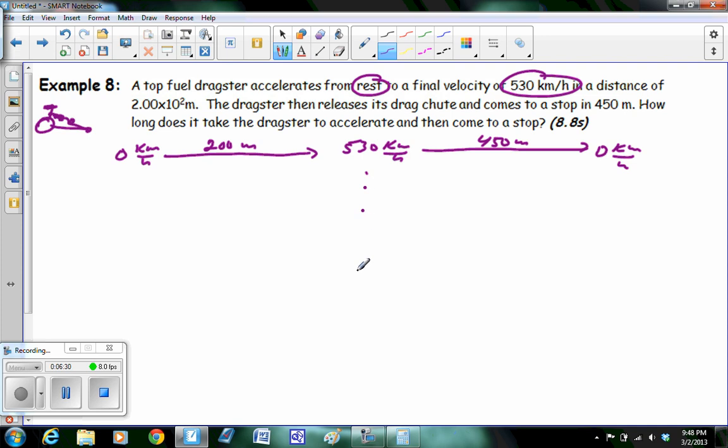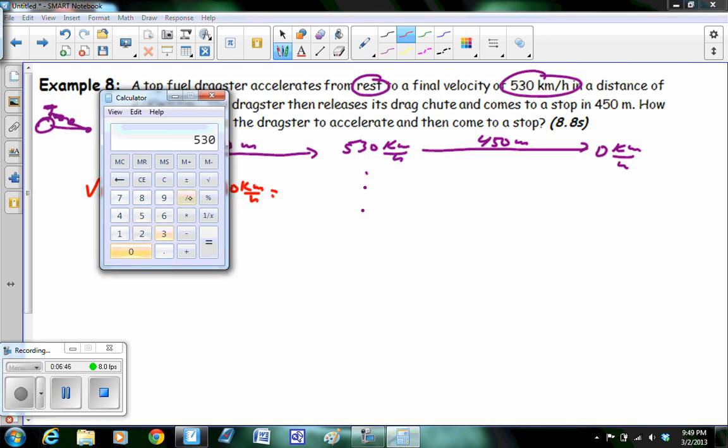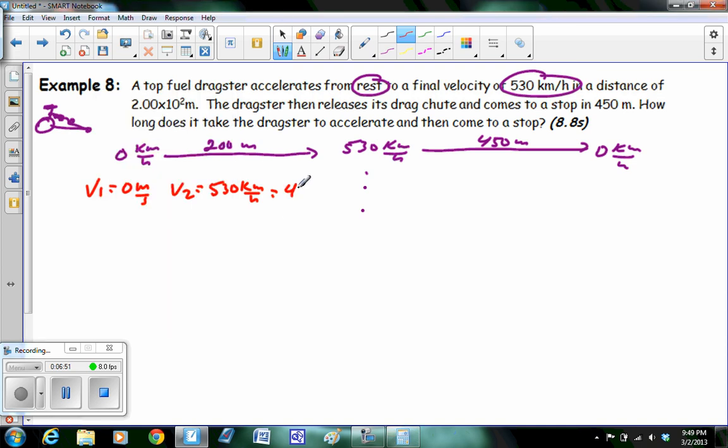So again, two types of motion. Let's take a look at each. So the first component, we're going to have my velocity of 0 meters per second, then my velocity of 530 kilometers an hour, or, let's see what that is, 530 divided by 3.6, 147 meters per second, and this occurred over a displacement of 200 meters. So we're looking for the time it takes to do this. So let's check this out.